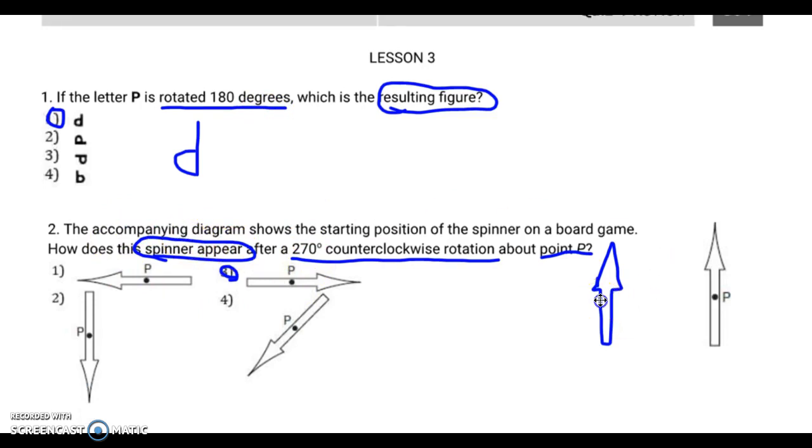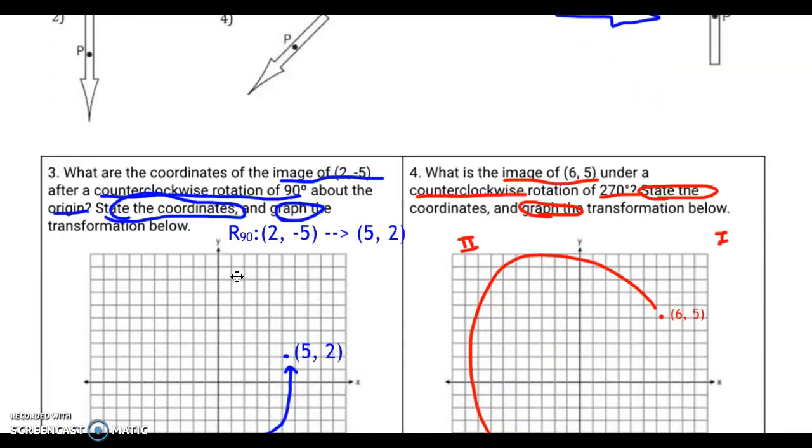Here we have the same thing. We have a spinner that we're rotating in a counterclockwise rotation, 270. So this is 90, 180, 270. You could easily have done that by looking at your own piece of paper and rotating it. In any event, it's choice 3.